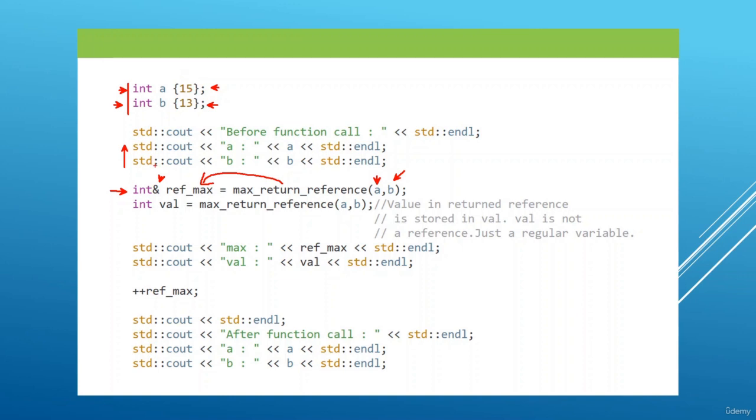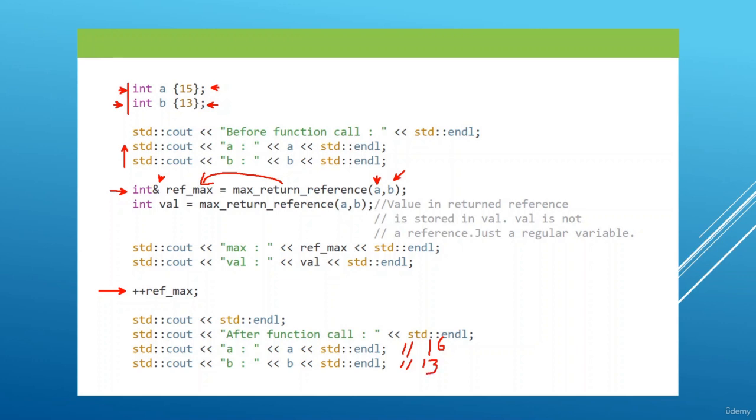But the beauty, or something that can really be confusing about this, is that we can use this to modify the data that is being referenced. And for example, here, if we increment refmax, this is going to increment whatever is storing the maximum value here, and it is going to be A. And now if we print here, A is going to be 16 and B is going to be 13.